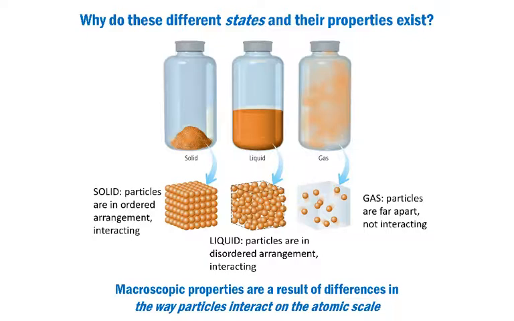If we look at a liquid, the particles are still interacting, but they are in a disordered arrangement. And for a gas, particles are far apart and they're not even interacting with each other at all. Okay, so they're just gonna try to hit the corners, right? They're gonna just stay on the wall and not interact with each other. That's why they fill up the whole space available to them.